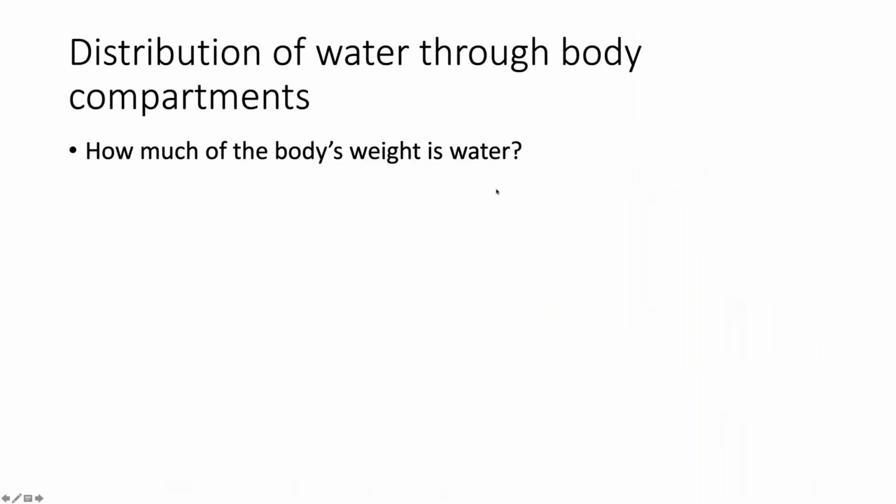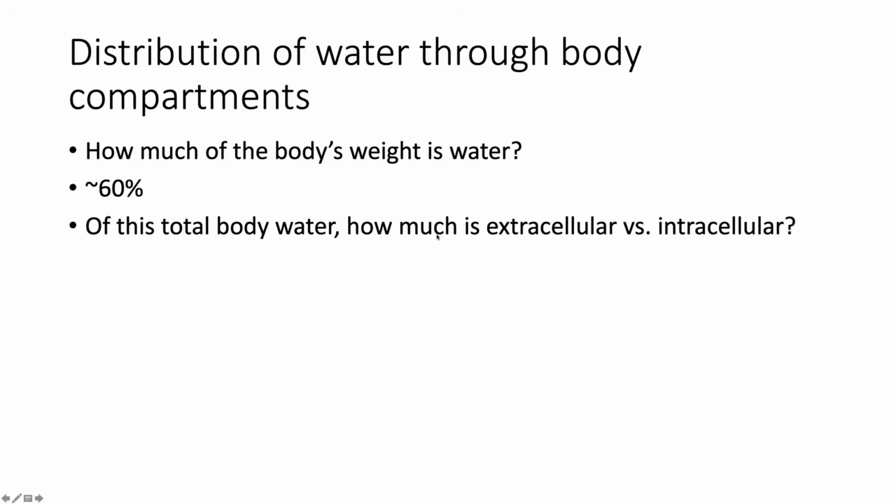So how much of the body's weight is water? Around 70% of our mass is water, right? Almost. It's about 60%, but pretty close. So how much of this is extracellular versus intracellular? I forgot, but I think it's about 10 or 15% intracellular, but there's definitely more extracellular. It's actually the opposite. There's more intracellular than extracellular. We have about twice as much intracellular as extracellular.